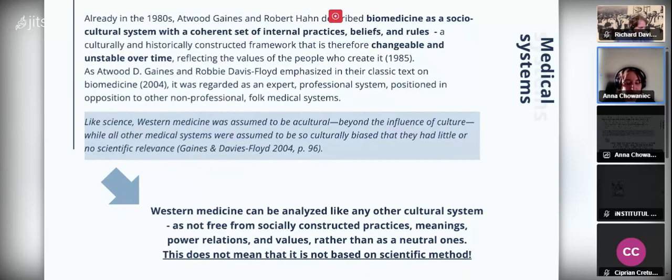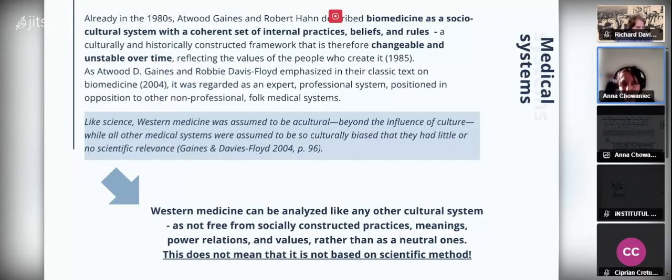From the 1980s, let's say, biomedicine, so Western medicine, started to be described and analyzed as this professional system, which I showed you before. So as a sociocultural one with its own practices and beliefs and rules, which are changeable and unstable over time. As such, it is not acultural, so it is not free from socially constructed presumptions.